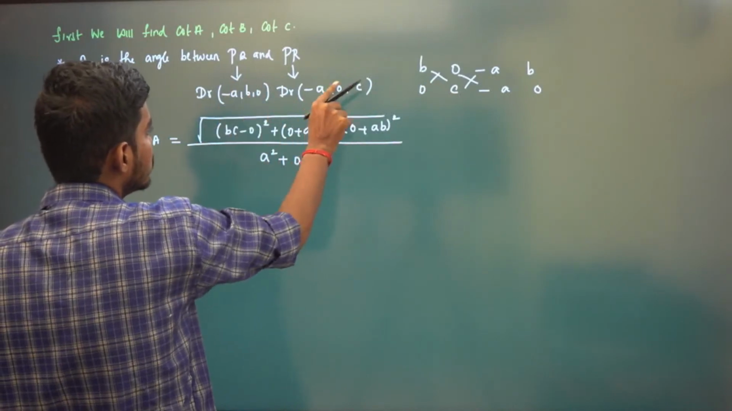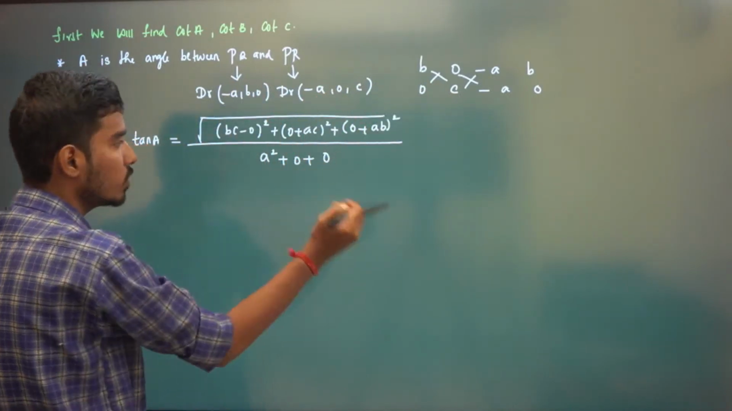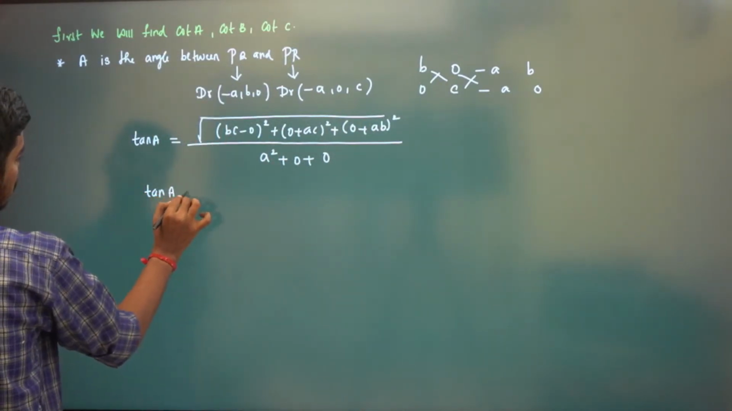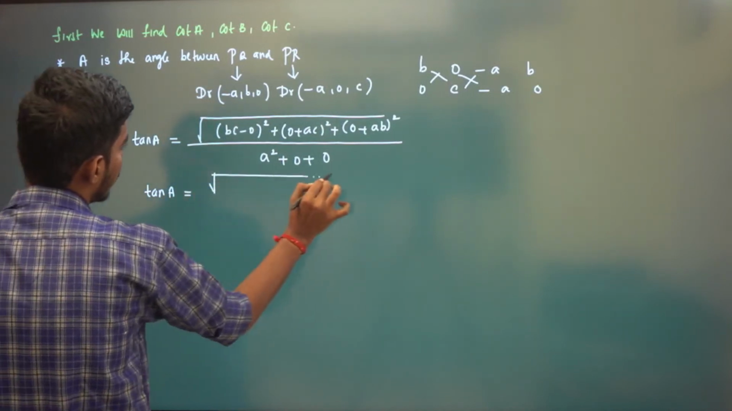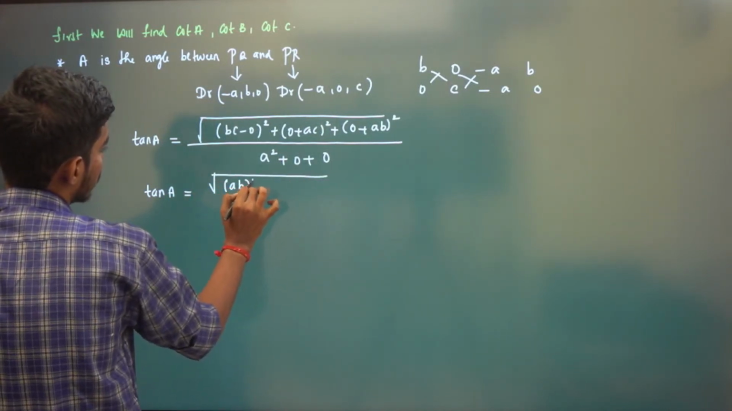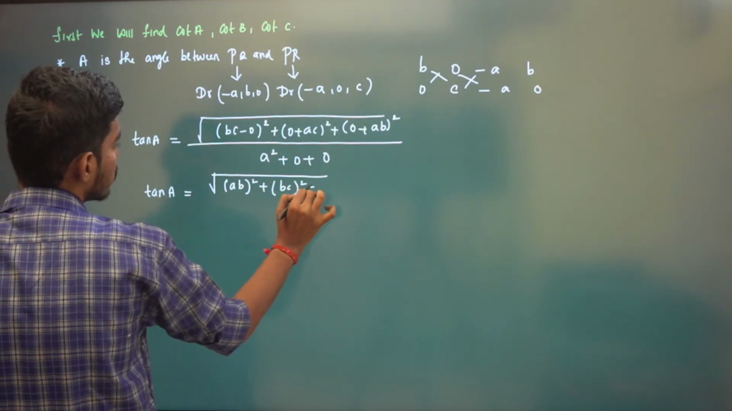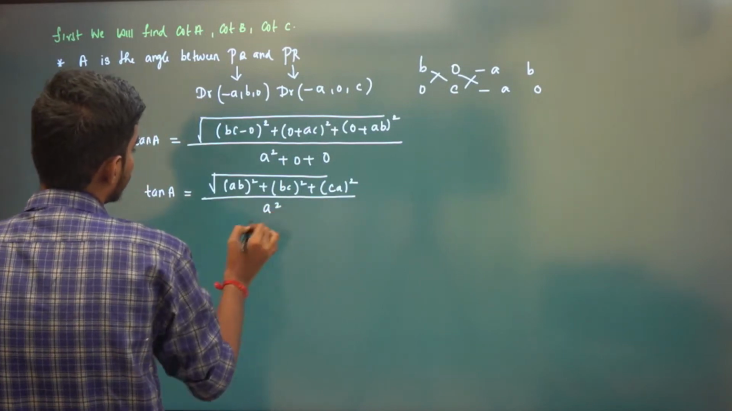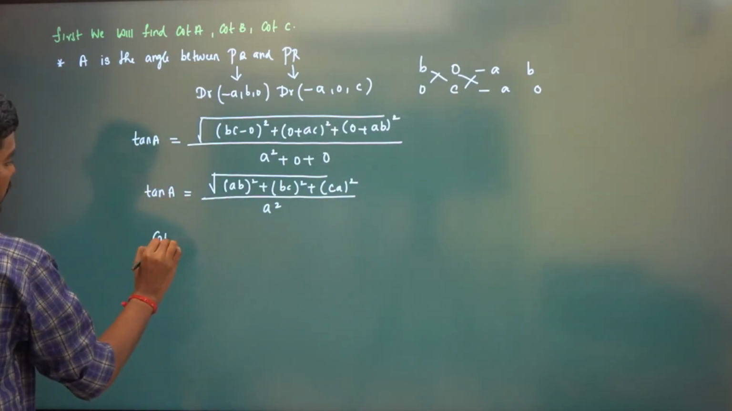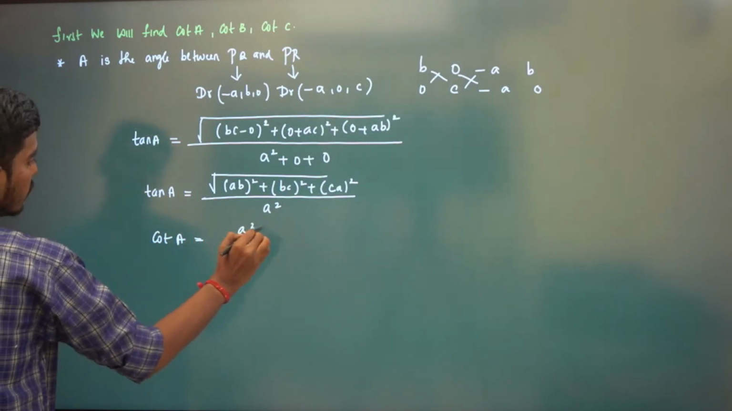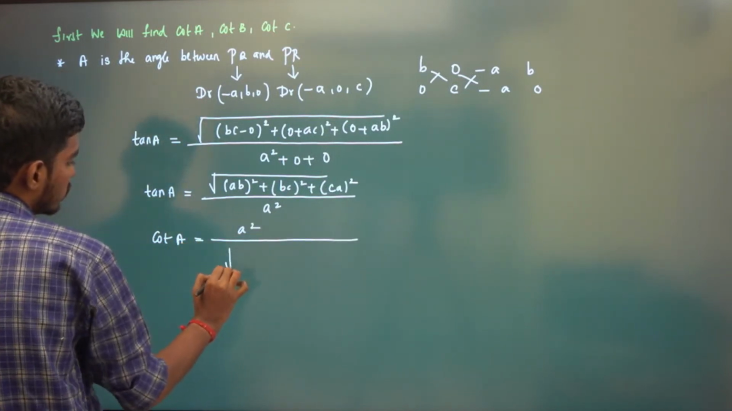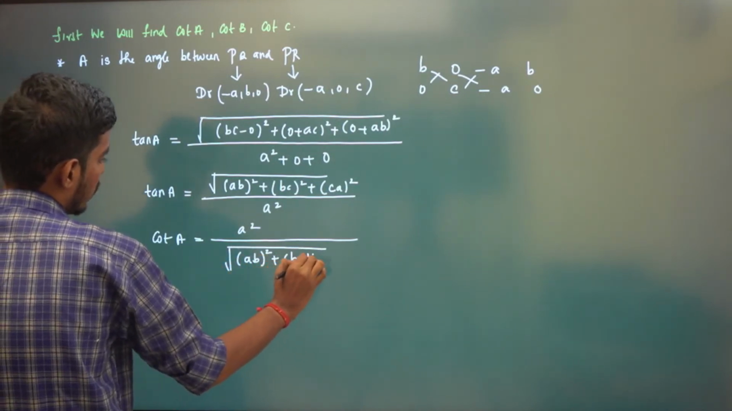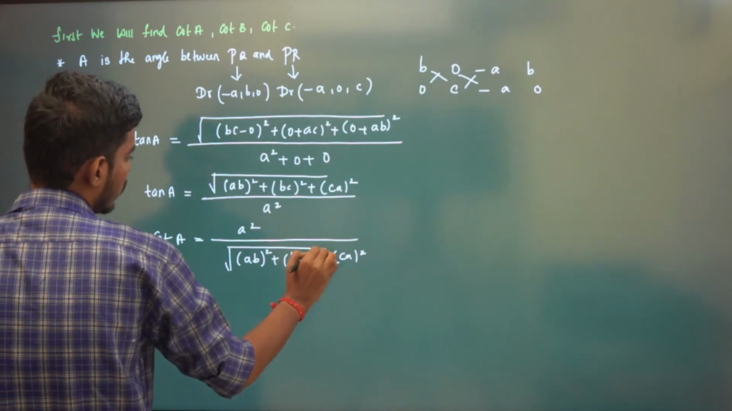B0 minus AB, 0C minus A0 divided by A1 A2 plus B1 B2 plus C1 C2. So we have tan A equal to square root of AB whole square plus BC whole square plus CA whole square divided by A square. So if tan A is this, what is cot A? Cot A is the reciprocal of this. So we have found cot A. So cot A is A square divided by AB whole square plus BC whole square plus CA whole square.